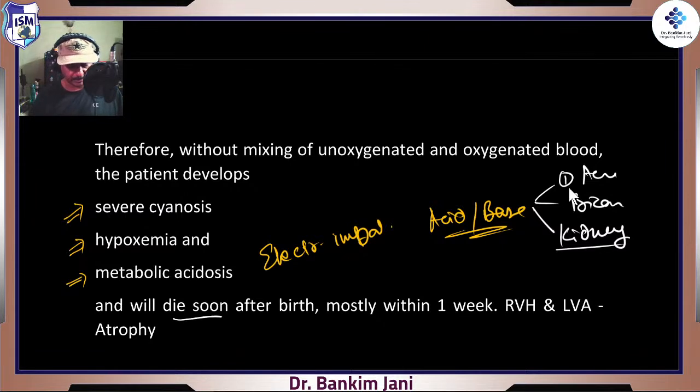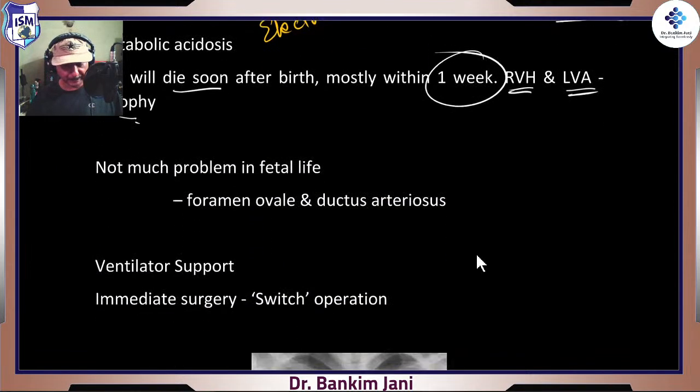And patient will die soon after birth, mostly within 1 week. Right? Right ventricular hypertrophy and left ventricular atrophy. Right? Because left ventricle is practically not doing anything. Not much problem in fetal life because of the presence of foramen ovale and ductus arteriosus. In case you want to do something, ventilator support, and most important is the switch operation.